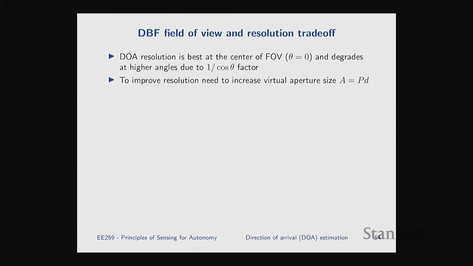It's a spatial sampling rate across the antennas. Okay, so that's about the DOA resolution. So again, to improve the resolution, you need to increase the virtual aperture size. We call that A, which is equal to P times the total number of antennas times the spacing, which is the total aperture size, basically.